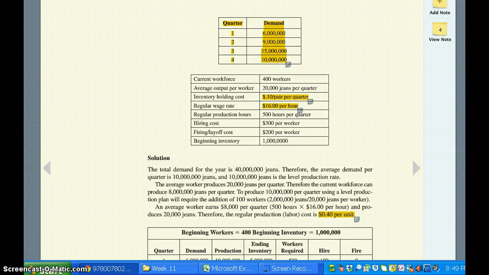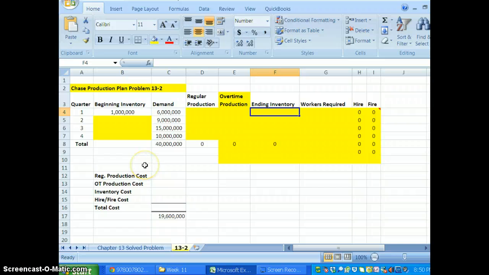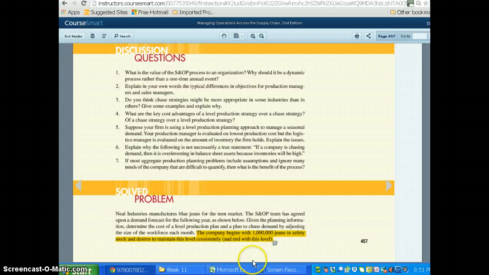The way I would solve the problems that are assigned this week is I would set up a table like this in Excel. In fact, this template for plan problem 13.2 is actually the template that I had put underneath the week 11 assignment tab in Moodle. So it looks just like this, but let's walk through how to complete it. So the problem data told us that beginning and ending inventory is going to be 1 million pairs of jeans, so that's where I would start.